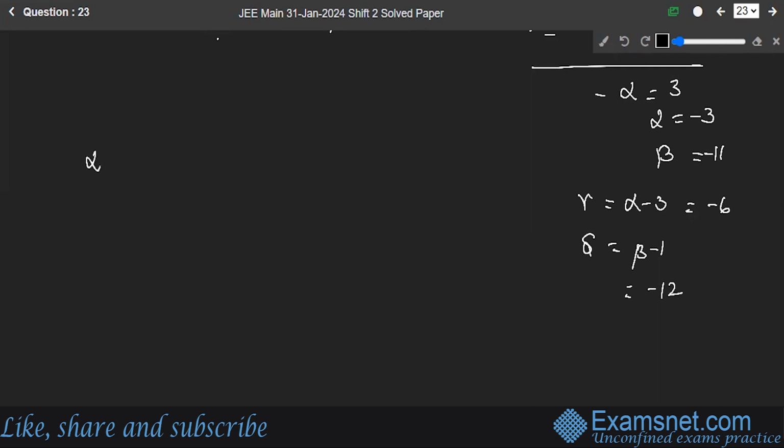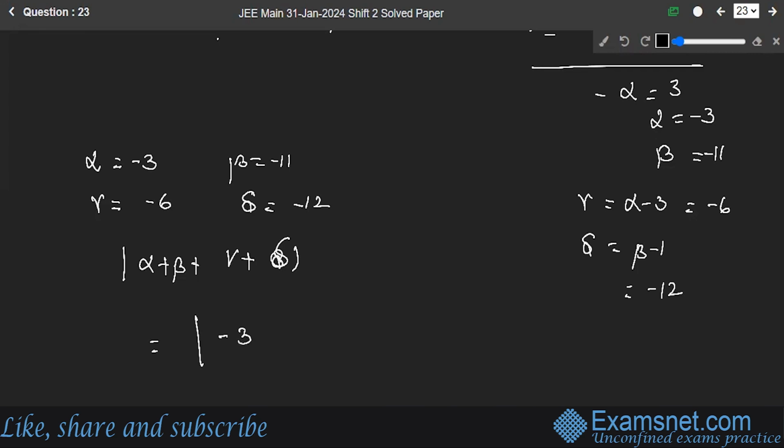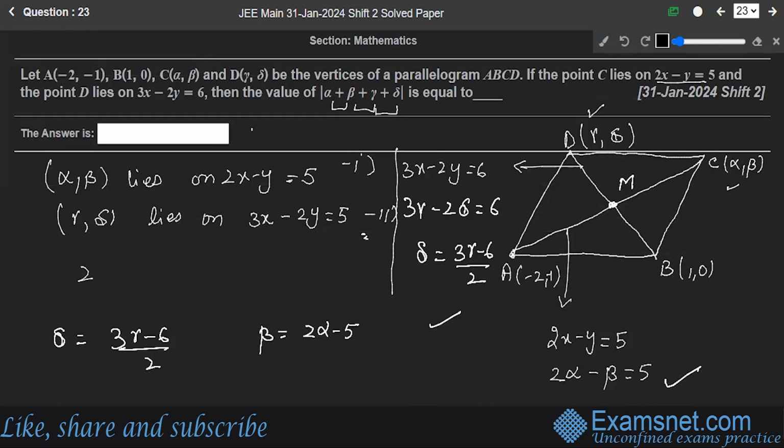Let's write down once again. You had alpha as minus 3, beta as minus 11, gamma as minus 6, and delta as minus 12. You have to find out the modulus of alpha plus beta plus gamma plus delta. This is equal to mod of minus 3, minus 11, minus 6, minus 12, which will be 32, because the modulus sign will make the negative go away. So this is the answer to the question. 32 is the right answer. Hope you're clear with this. Let's move to the next question, number 24.